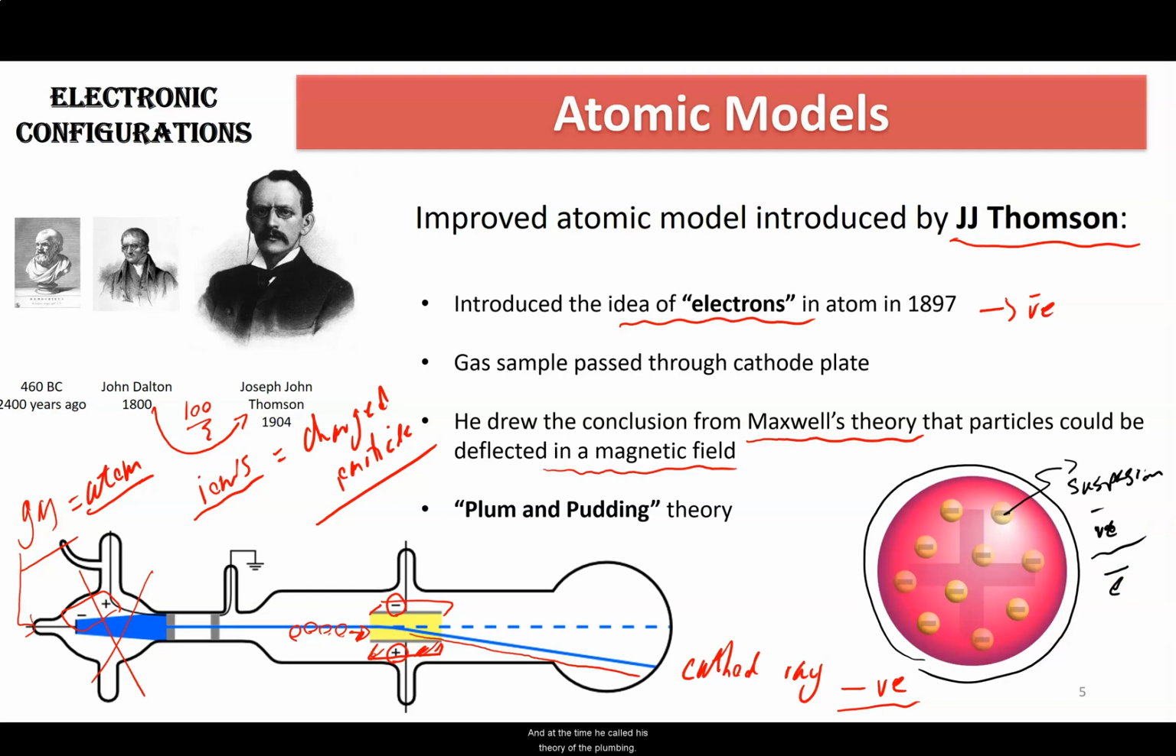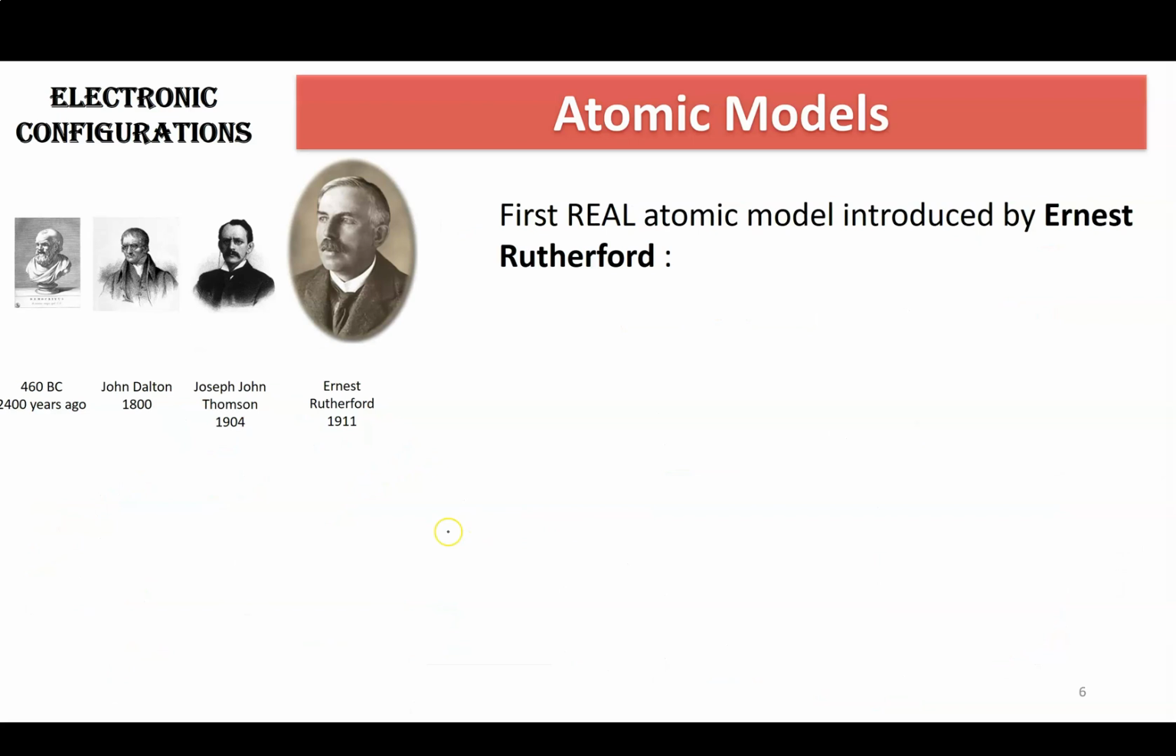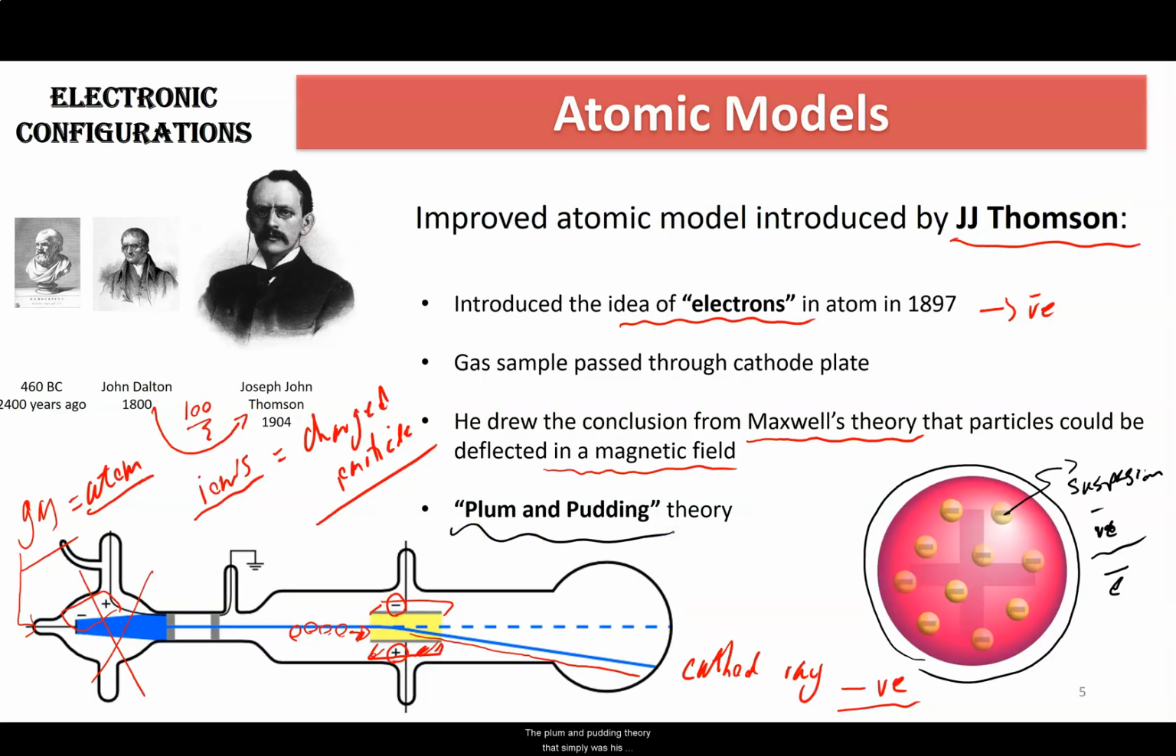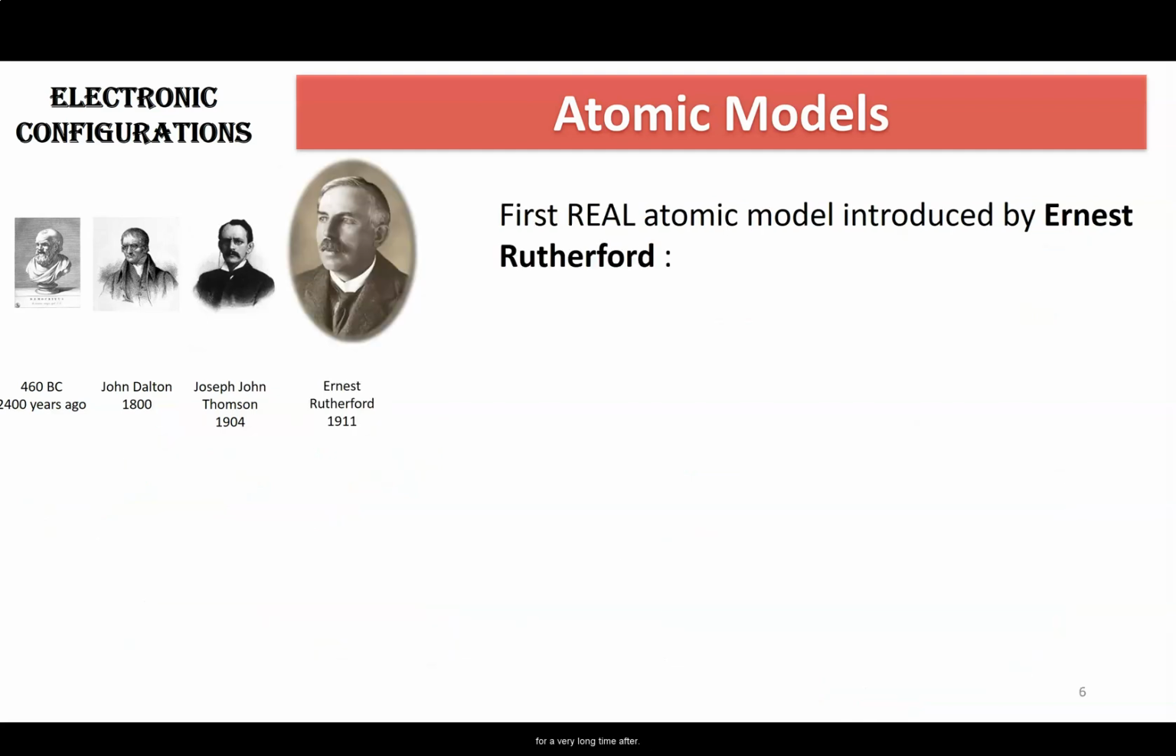And at the time, he called his theory the plum pudding theory. That simply was his imagination of an atom. That is, there's an area which kind of resembles a pudding, and you have raisins in them, and these raisins would be the electrons. So they're kind of fluid and in a suspension of that positively charged area. Obviously, this was not a very complete and reasonable model, but it was great at the time, don't get me wrong, but it required significant improvement.